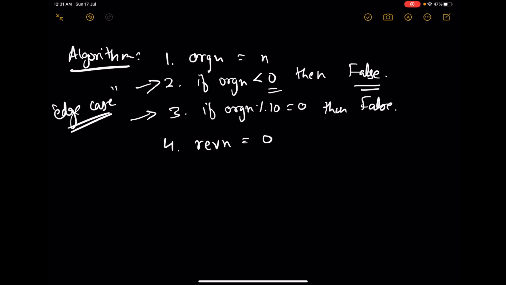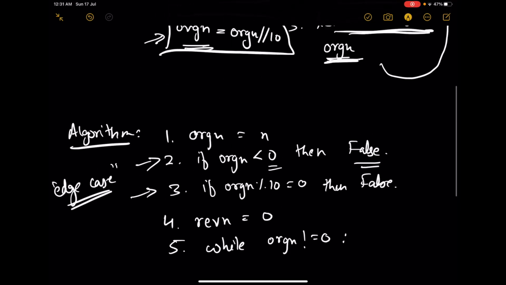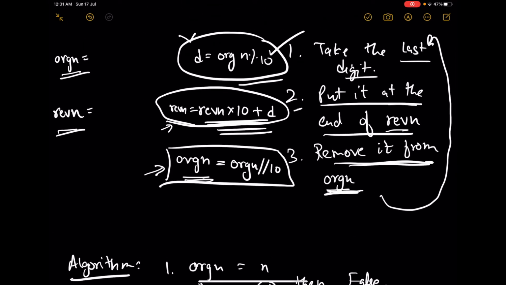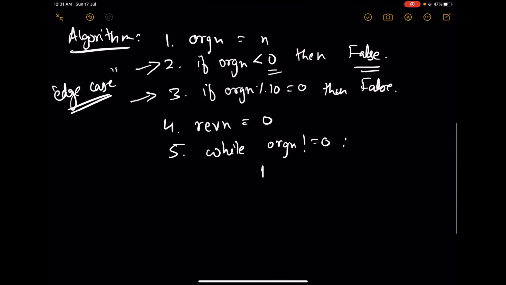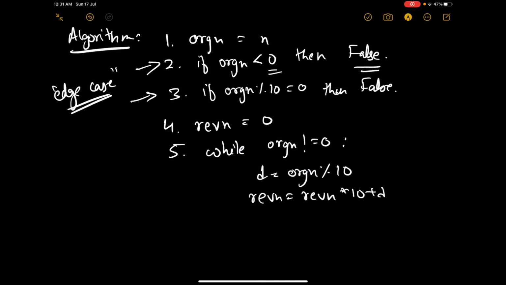Okay, and then we just have a loop. So while orgn is not equal to 0, like we discussed, we have to do these 3 steps. So the steps are just written here, right? D is equal to orgn mod 10, which gets the last digit in orgn. Then revn is equal to revn into 10 plus d, which fits that last digit onto the back of revn. And finally, orgn is equal to orgn upon 10, which removes that digit from orgn.